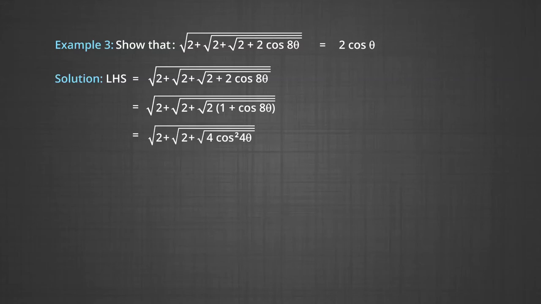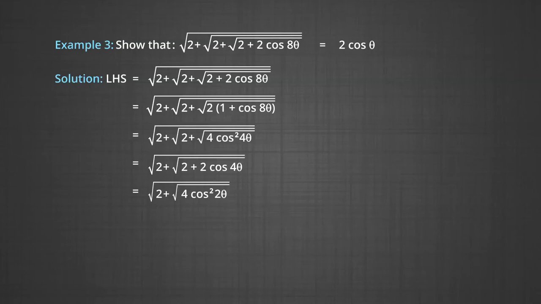Using half angle formula, 1 plus cos 8 theta can be written as 2 cos square 4 theta. So, left hand side now becomes under root of 2 plus under root of 2 plus under root of 4 cos square 4 theta. Now, taking the root of 4 cos square 4 theta, we get under root of 2 plus under root of 2 plus 2 cos 4 theta. Again, we will take out 2 common from the second root and the expression we get will be under root of 2 plus under root of 4 cos square 2 theta. Now, root of 4 cos square 2 theta is 2 cos 2 theta.